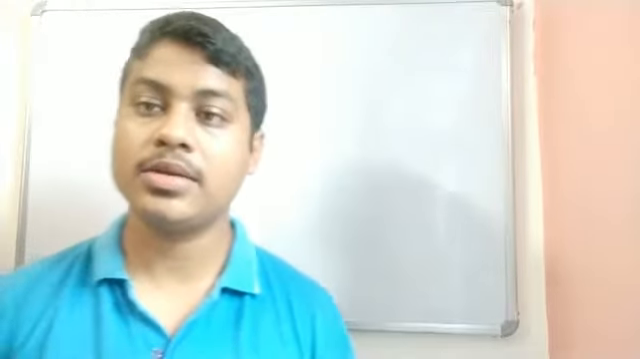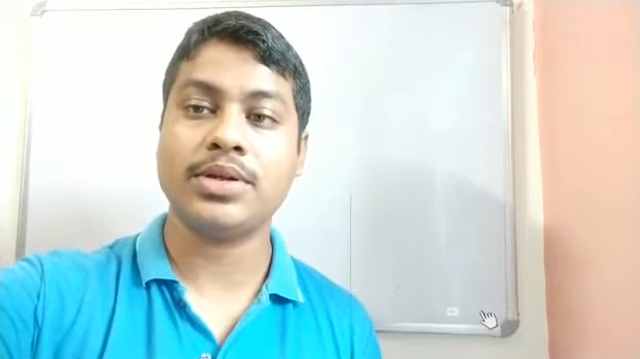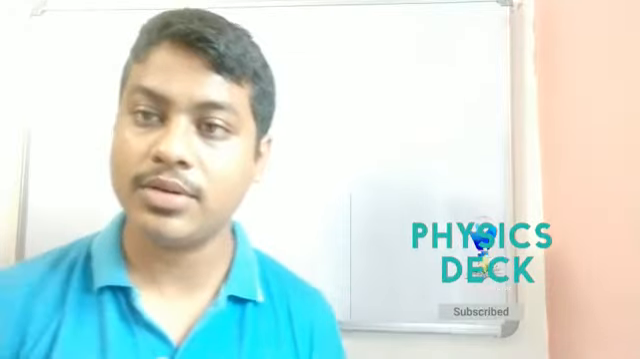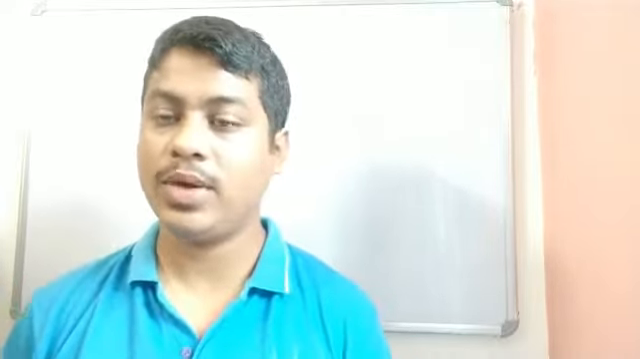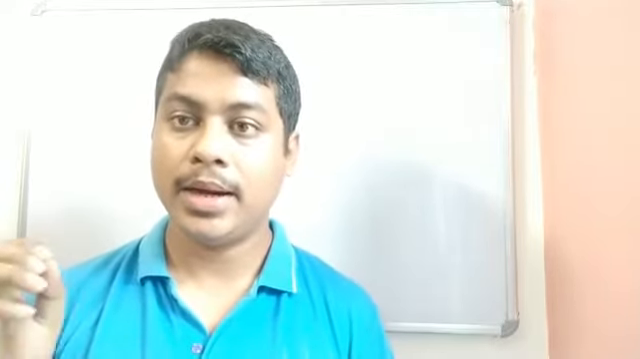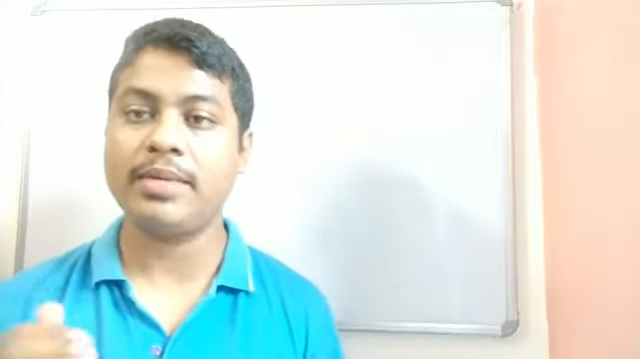We are discussing the chapter that is motion in a straight line. We have discussed the equations of motion. If I consider the equations of motion, we have already done v equals u plus at, s equals ut plus half at square, and v square equals u square plus 2as. Now we are going to discuss some numericals based on that part.